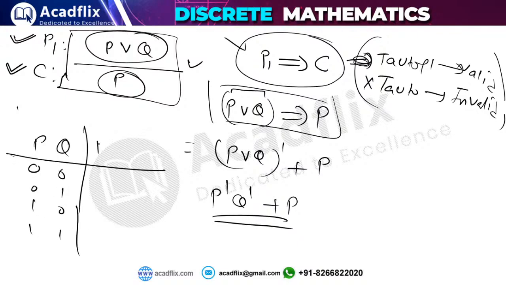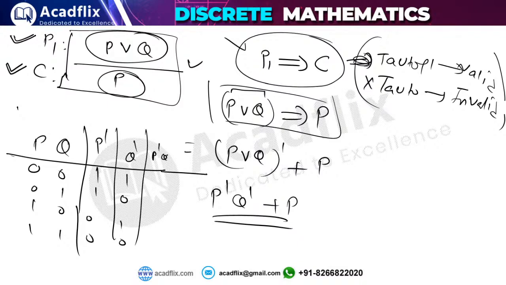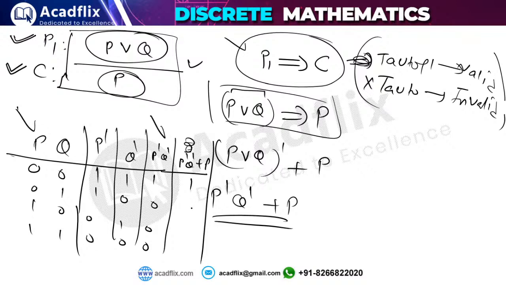If you make the truth table, P dash will be 1 1 0 0 and Q dash will be 1 0 1 0. So what will be P dash Q dash? P dash Q dash will be 1 0 0 0. What will be P dash Q dash plus P? It will be 1 0 1 1.